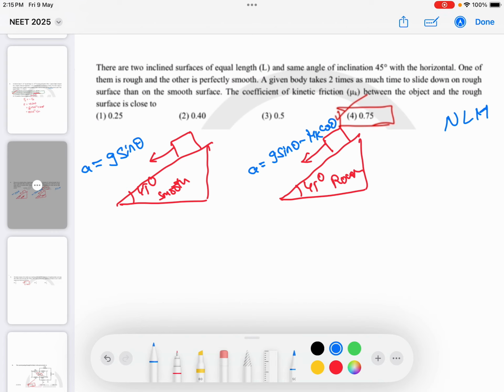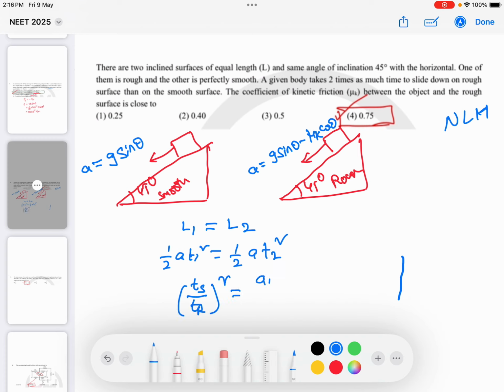So how to calculate the coefficient of friction? Here the length of travel of the body in each and every case is equal. L1 must be equal to L2. So for this case, L is half A into T1 square equal to half A into T2 square. So initially body is at rest, for 2 cases I am taking. So Ts by Tr whole square is equal to A rough surface divided by A smooth surface. Okay.